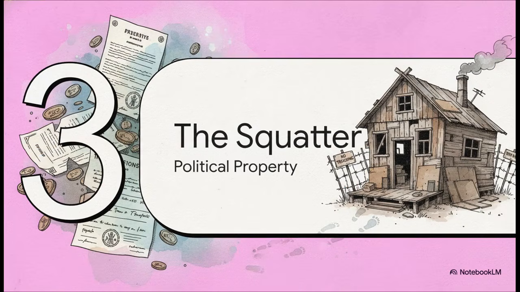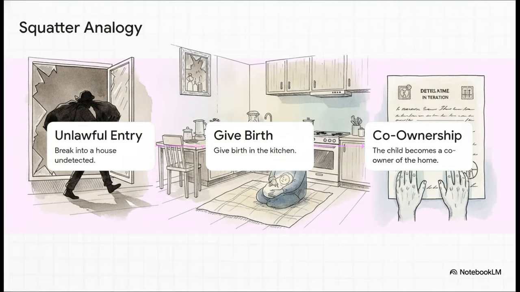Section 3. The squatter analogy. And this brings us to a brilliantly vivid metaphor the author uses. They ask us to think of citizenship as a sacred form of political property, the collective right of self-government. Now imagine someone breaks into a house undetected. That's unlawful entry. Step 2, they stay long enough to give birth in the kitchen. And step 3, under the current legal logic, that child instantly becomes a co-owner of the home with claims exactly equal to the actual family members who built it. The author uses this squatter analogy to demonstrate what they see as a fundamental, glaring flaw in the legal framework.